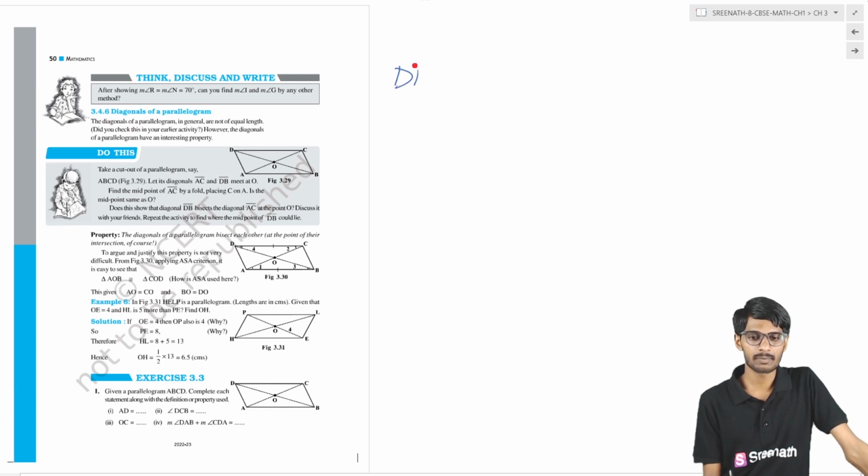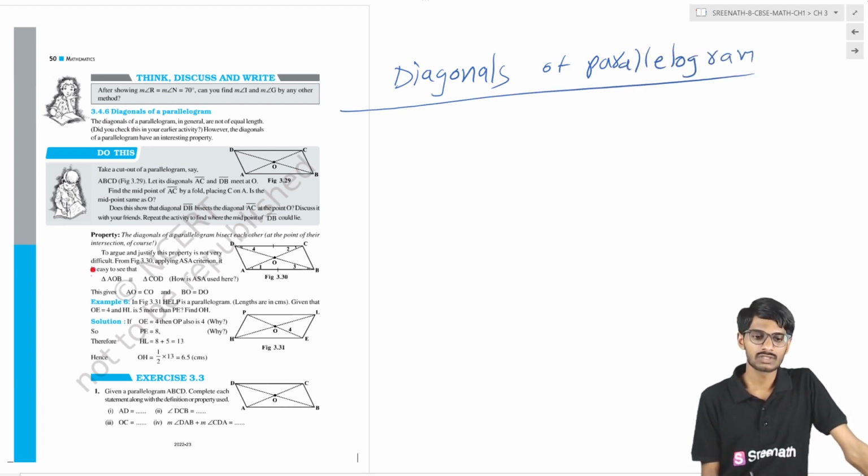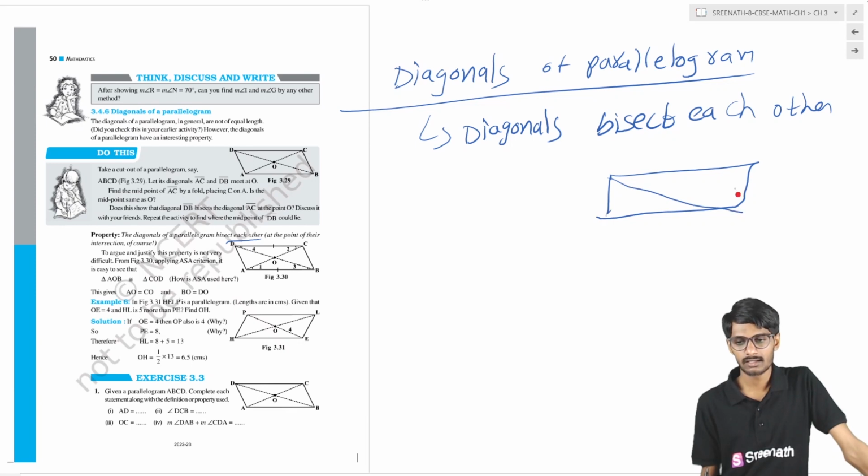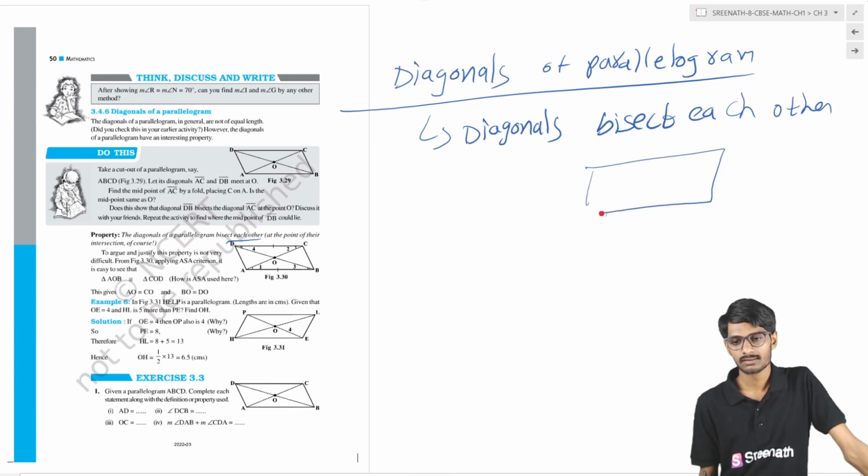Next thing is the diagonals of a parallelogram. If you clearly see, the diagonals of a parallelogram bisect each other at the point of their intersection. Okay, students, this is a parallelogram. This is one of the diagonals and this is the other diagonal. Those diagonals will bisect each other at the center, at the point of intersection.